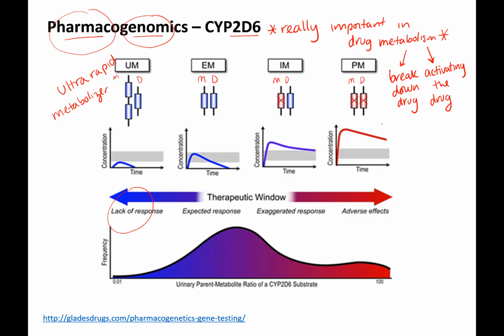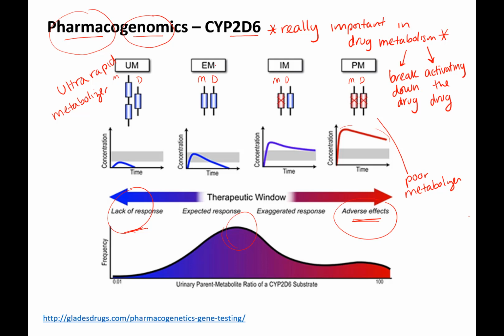On the opposite end of the spectrum, you can be a poor metabolizer, which means that drug stays in your body for a long time, and this can cause adverse effects. So we always want to hit the sweet spot when doctors are prescribing drugs. They want to give you the right dosage so that there's enough to do its work in your body, but not too much to cause any bad side effects, and not too little to not give you the response.